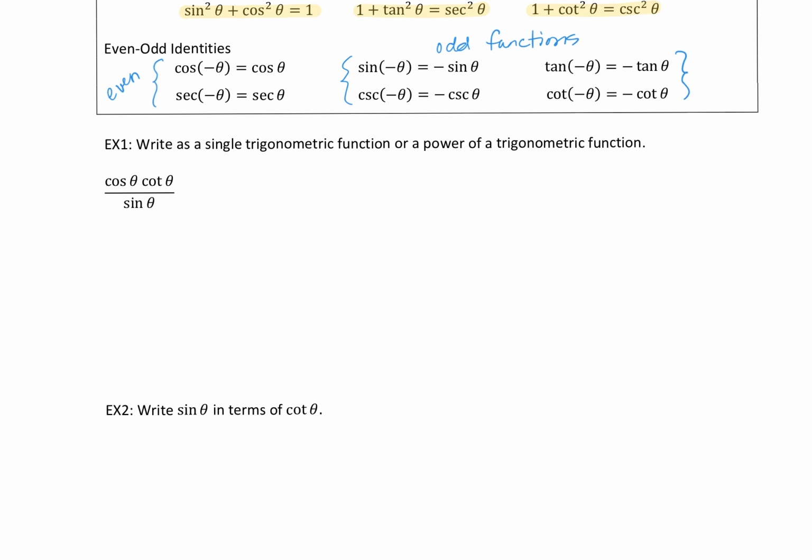Sometimes it's difficult to see the algebra properties that we have had before when we apply them to our trig functions, because the trig functions just have so many letters. So in the first example, we want to write this expression as a single trigonometric function, or a power of a trigonometric function. And that just means write it as one trig function.